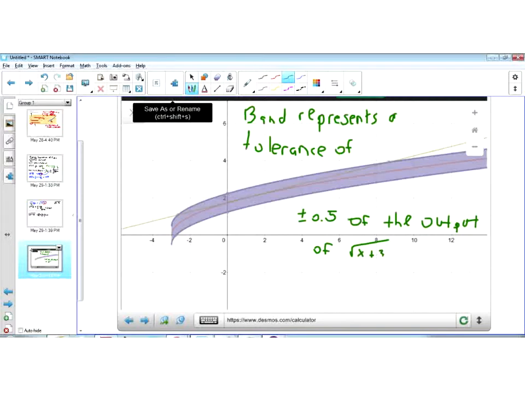All right, so if we want our estimate of the output of the square root of x plus 3 to be within 0.5 of the truthful output, then the output of our estimate must fall within the purple band, okay?